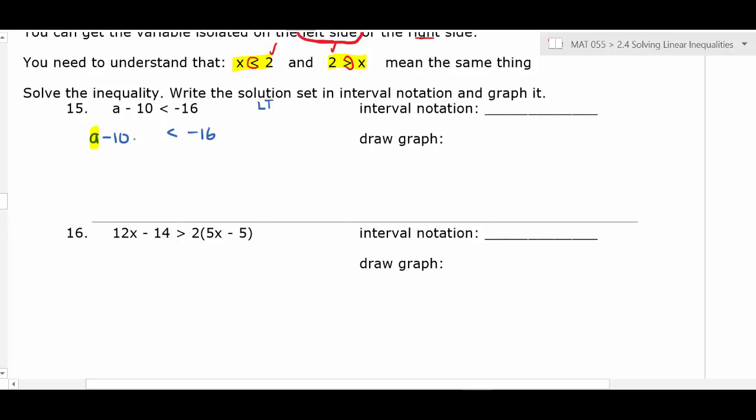So we need to add 10 to both sides of this inequality, just the same way we'd be solving an equation. Well, we know -10 plus 10 is 0, so technically you have a plus 0, and then -16 plus 10 is -6. So you have a is less than -6, okay?